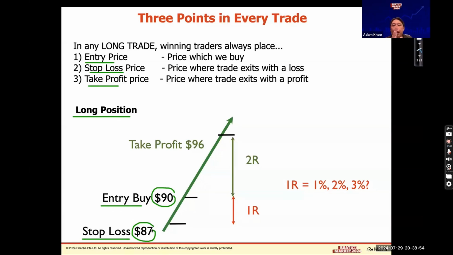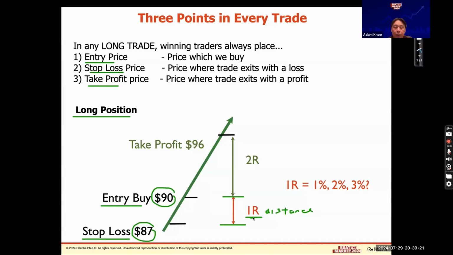But for now, let's assume you buy at 90, your stop loss is at 87. This distance from $90 to 87, we call this your 1R distance. Now, can you guess what R stands for? R stands for risk. That's right, risk.